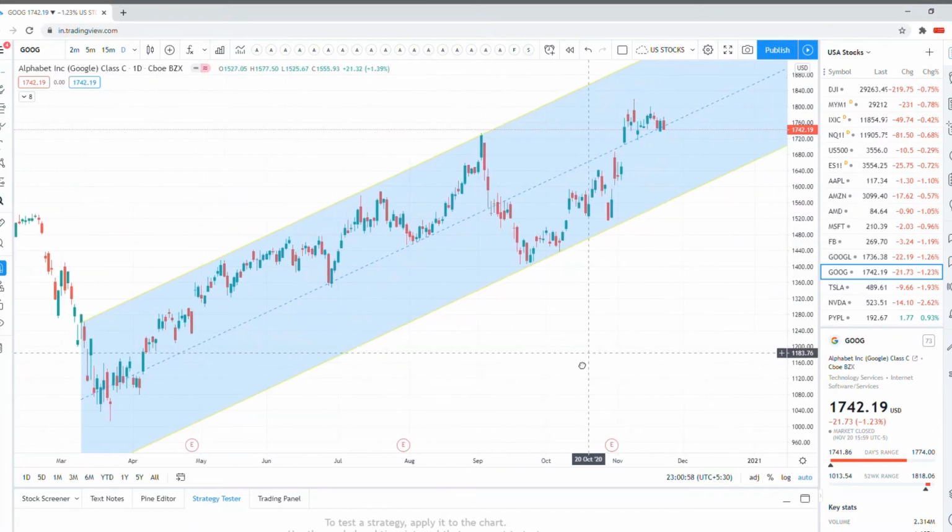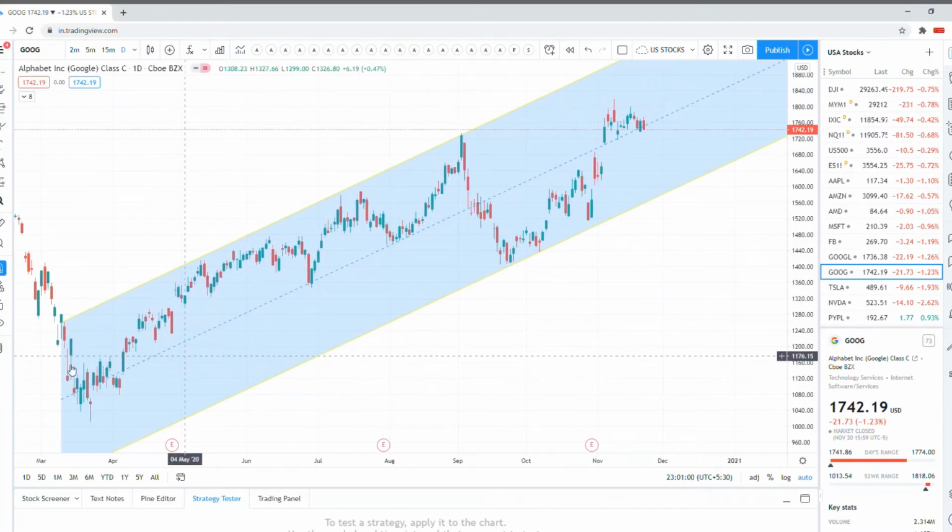This is what Google is doing right now. When it was in a big uptrend, it went up. The top of the channel was acting as a resistance for Google, and the midline was acting as a support over here, over here. You can see, and here it broke that support. It took a support at the bottom of the channel. Now it has again crossed the midline. It is taking support at the midline.